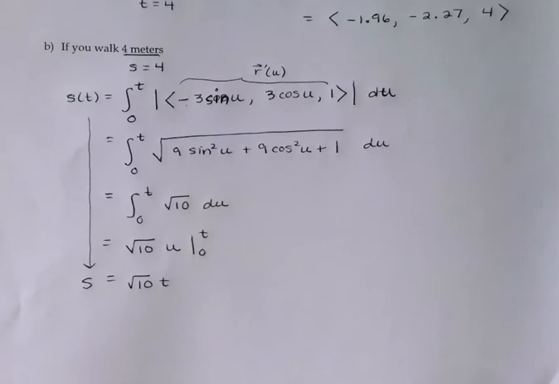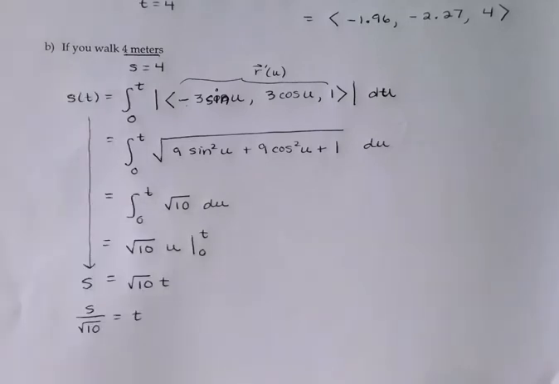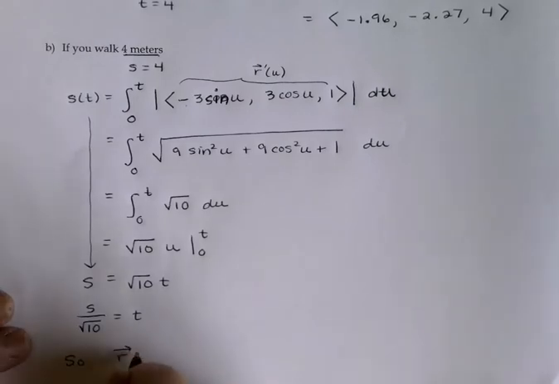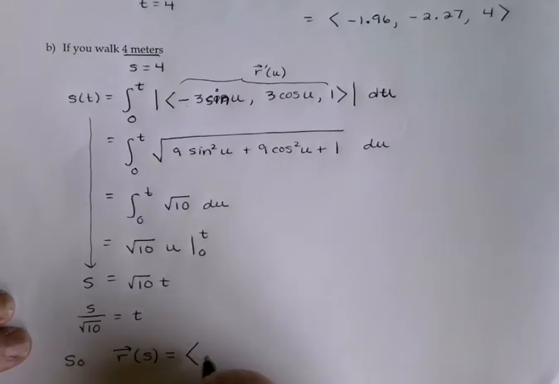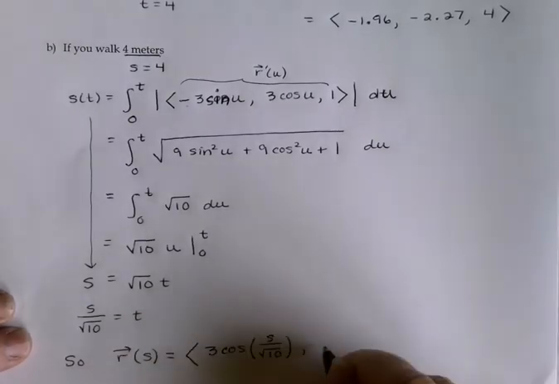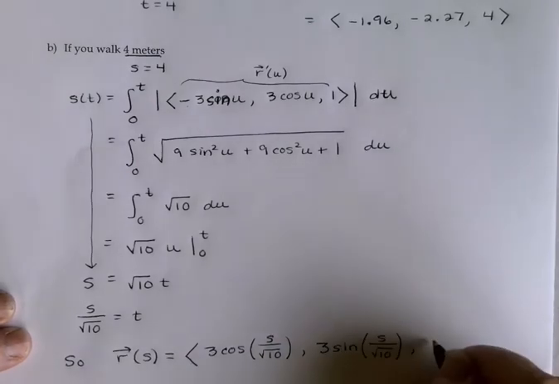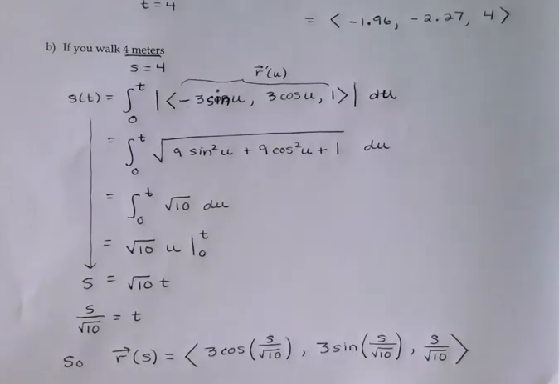Step 2 said solve this function for t in terms of s. So s over the square root of 10 is equal to t. And I'm now going to replace all the t's in my original position function with s over the square root of 10. r will now have the parameter s, and it will look like 3 cosine of s over the square root of 10, 3 sine of s over the square root of 10, and then the last position is t, which I'm just again replacing with s over the square root of 10. I now have a position function for r, but it's parameterized instead in terms of this distance variable, s.